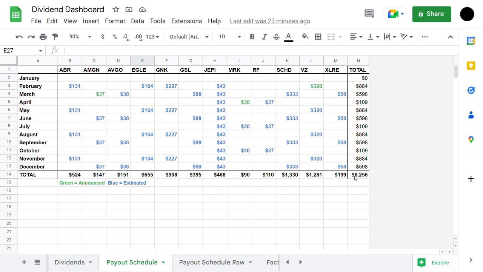And so we've got a total here of 6,256. And our stocks started at 100,000, so that would be 6.25% if everything turns out well.